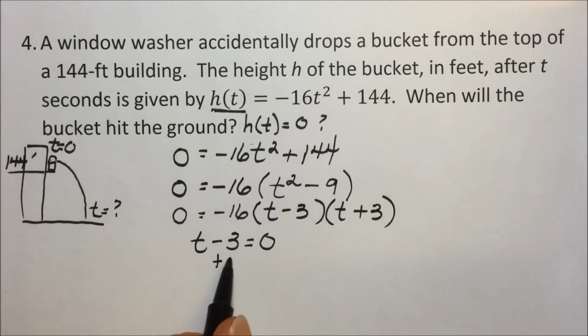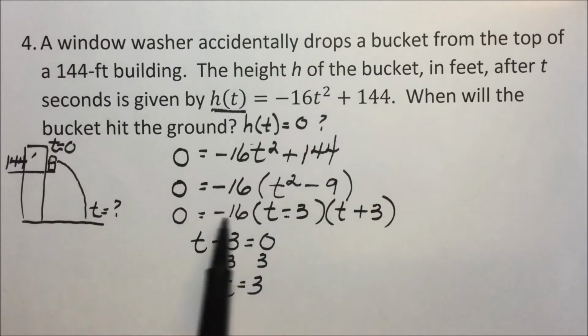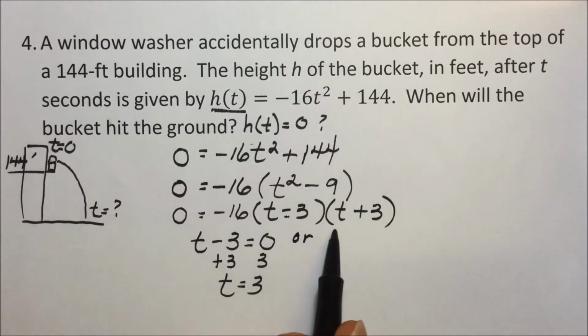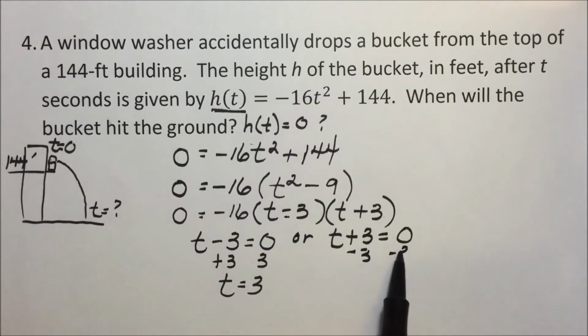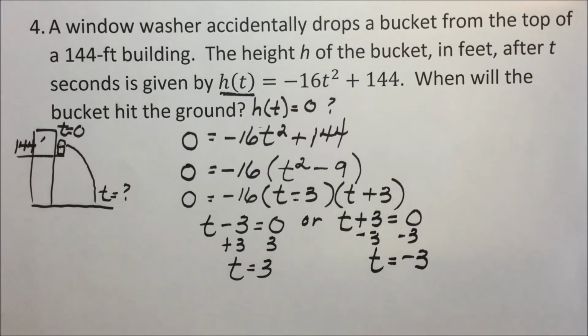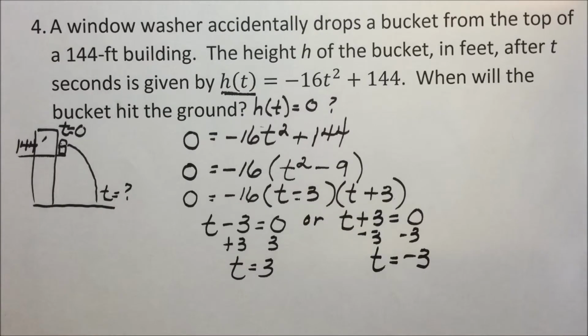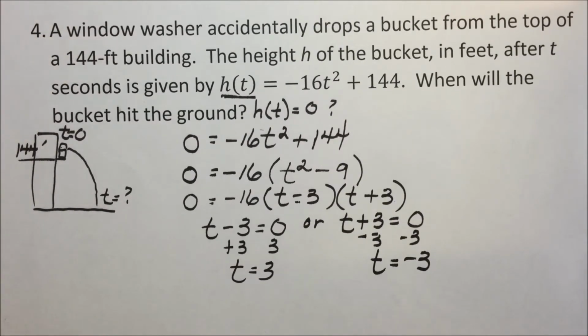What is that value? We'll add 3 to both sides. If t is equal to 3, this would turn into a 0 and make this true. Or if t plus 3 equals 0, that would also cause this equation to equal 0. Solving for t, we end up with t is equal to negative 3. Now we're looking for time, and a negative 3 doesn't make a lot of sense for time. However, for this particular problem, that is the case.